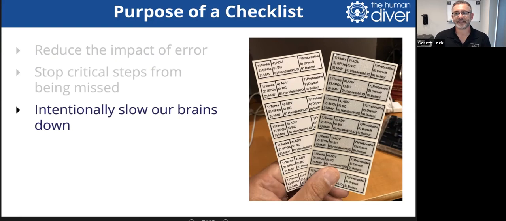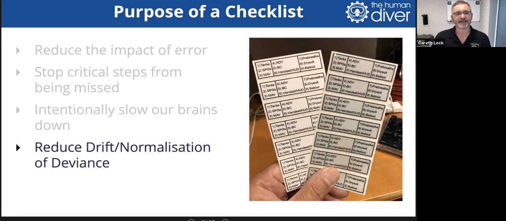Next bit is intentionally slowing our brains down. I've heard this phrase of, oh, I don't like using checklists because it slows me down. Yes, that is the purpose. And we'll talk a little bit more about that. I'm also going to reduce drift and normalization of deviance. Those 4 topics on the screen, we all have them.